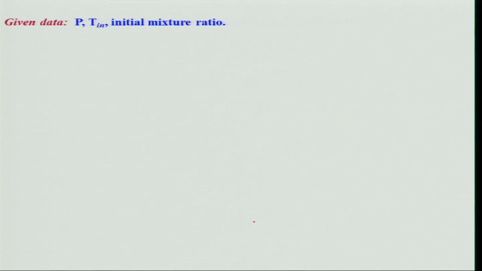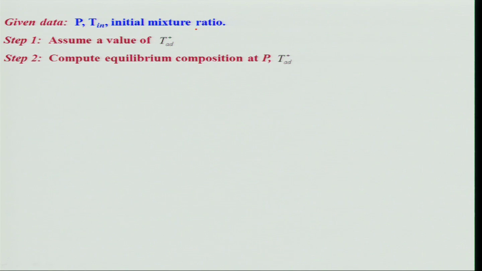So, let us look at how we can go about this. We know that P is given, the initial temperature T is given, and the initial mixture ratio is given. The initial temperature must be given, because that is the starting point. Then what you will do? You will have to assume a value of the adiabatic temperature. And after assuming that adiabatic temperature, you will have to compute the equilibrium compositions at P and T by using the minimization of Gibbs free energy, and then estimate the heat of reaction.